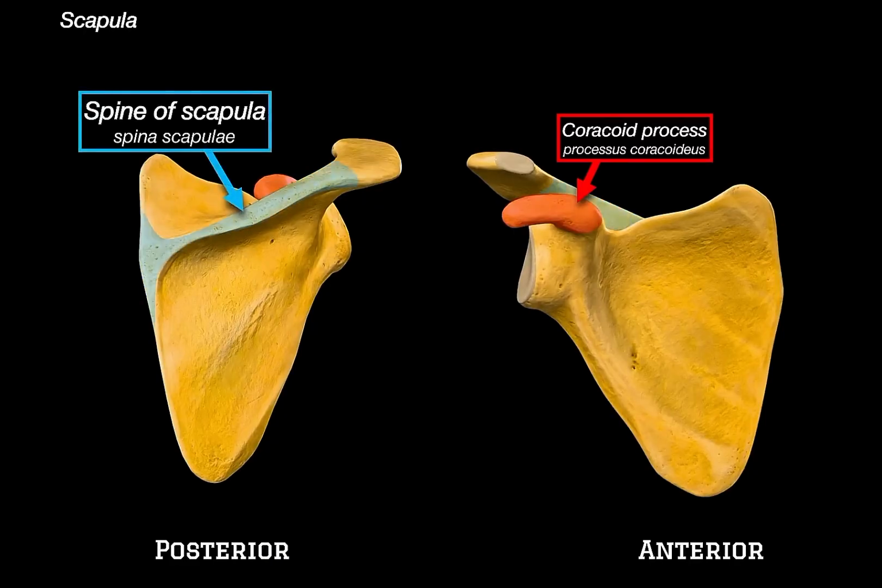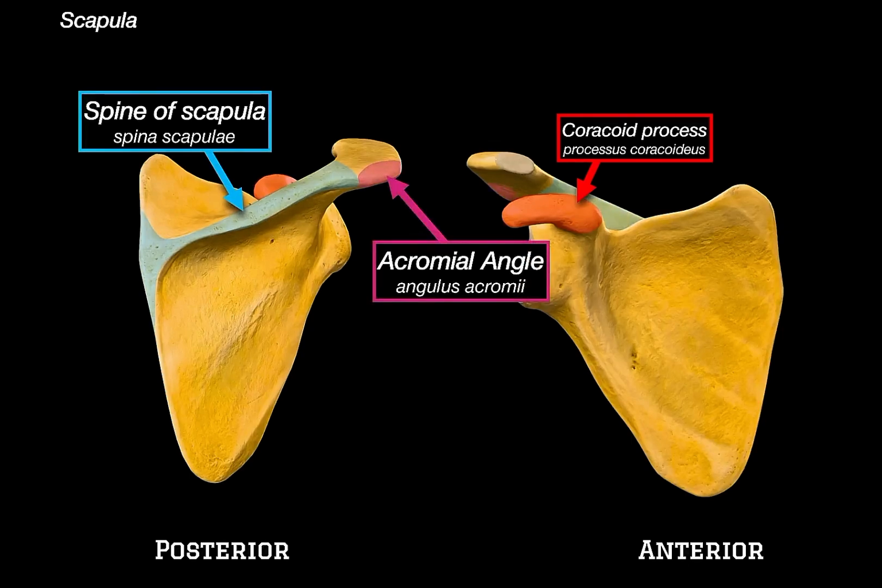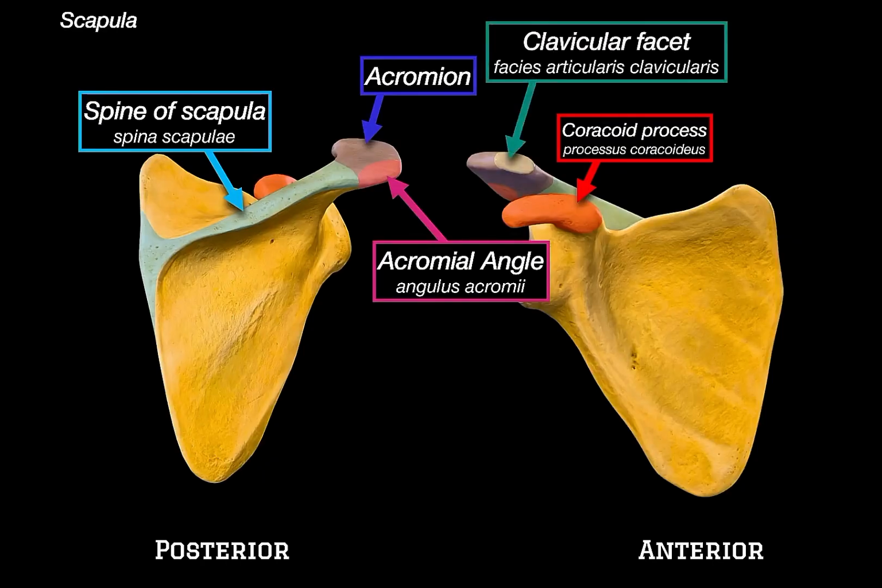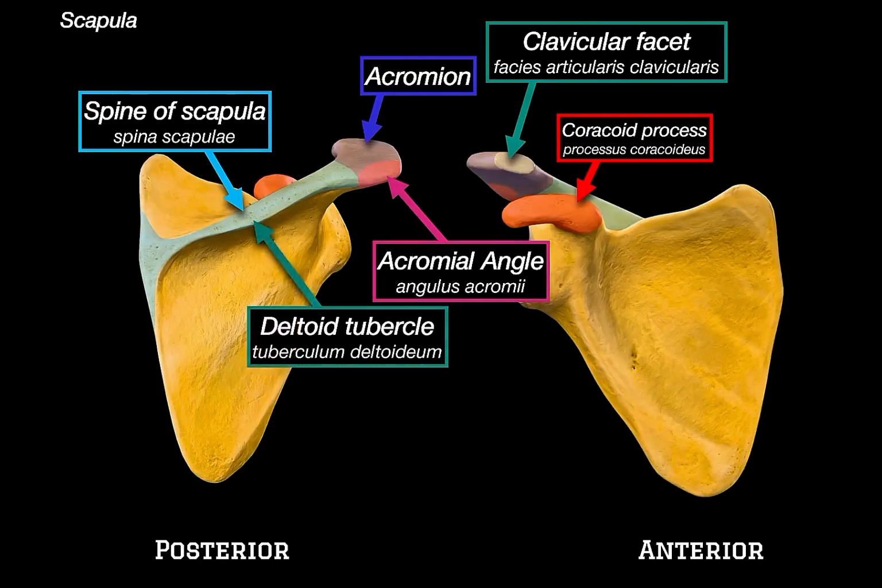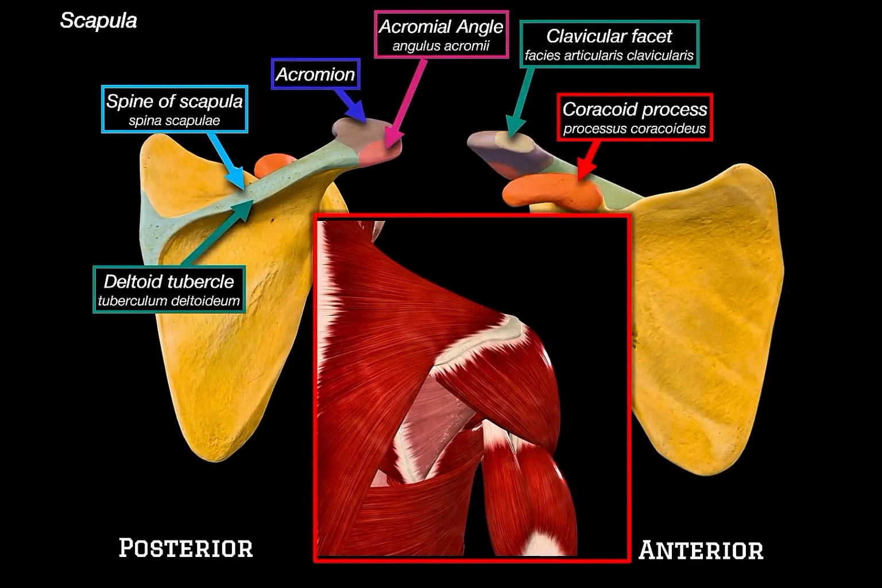Spine of the scapula and acromion. Moving back to the posterior surface, one of the most noticeable features is the spine of the scapula. This ridge runs across the posterior surface and continues laterally until it expands into a broad projection called the acromion. At the point where the spine curves to form the acromion, we identify a landmark called the acromial angle. The acromion forms the highest point of the shoulder and connects with the clavicle at the acromioclavicular joint, through a surface called the clavicular facet. Just below the spine along the lateral edge lies a small bump called the deltoid tubercle, which serves as a point where the deltoid muscle originates.